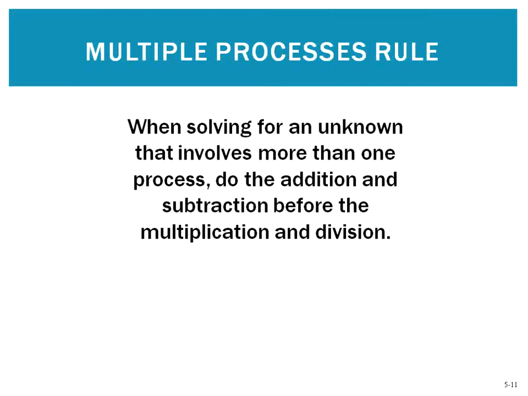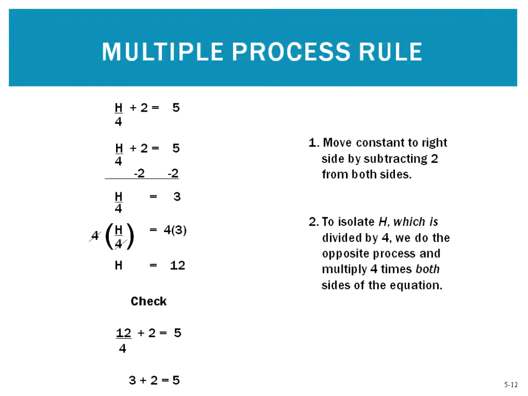So, multiple processes rule. What we just did was really simple. It was just one step. Divided by 7, got the answer. What happens when you have to do more than one thing? Well, there's the system. Okay? Number one, if there's anything you can add or subtract, you need to do that first. And then you need to check multiplication or division. Okay? What does that look like?